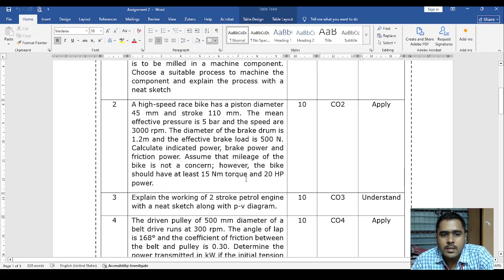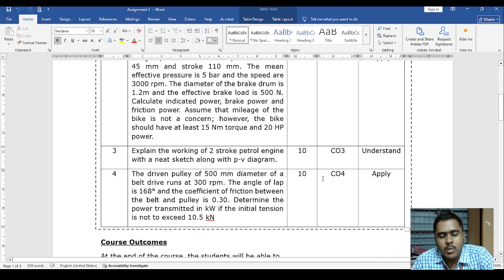And the second question was again a problem, and based on the various formulas they might have studied, this problem has to be worked out. So I have marked this under the apply category, Bloom's level.